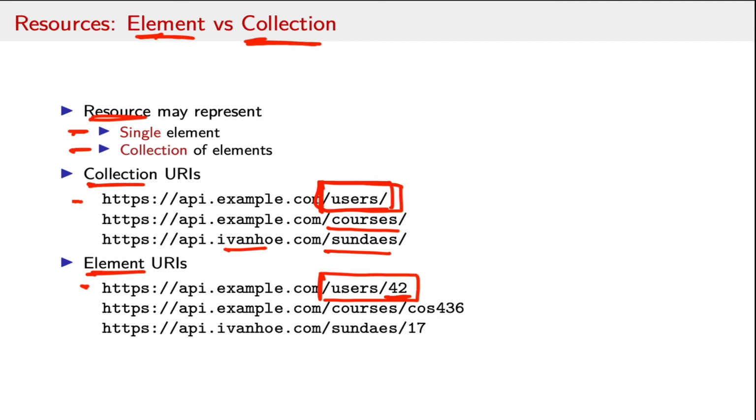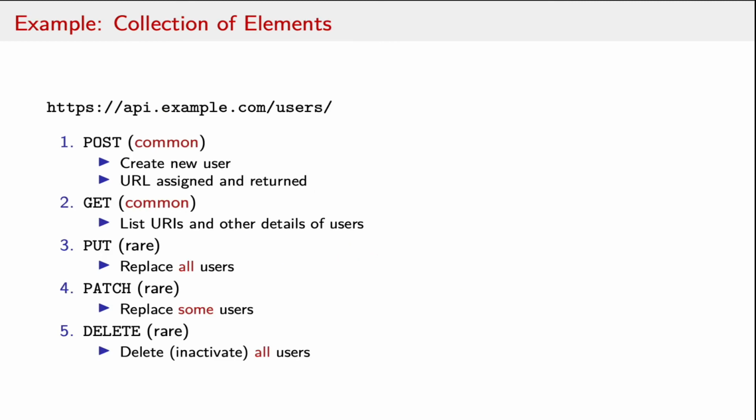If we're talking about courses as a collection, we might refer to a specific course. So here I've said, well, let's talk about Course 436 as the specific course of interest. Not all the courses, but just that one. Or if we're going to the Ivanhoe's API, let's talk about Sunday number 17, not just the collection of all such Sundays. So with that understanding of the distinction between collections and elements, let's look at how this relates to those HTTP methods and gives us our RESTful API.